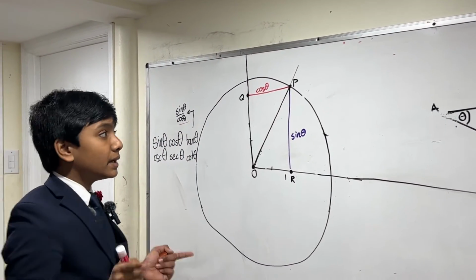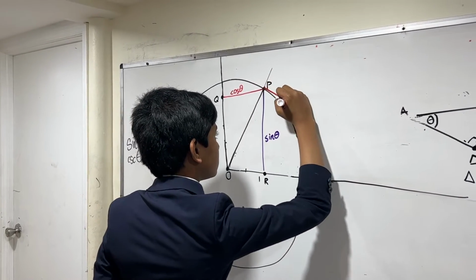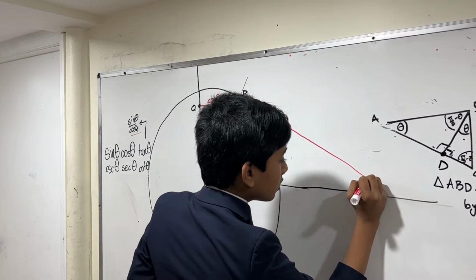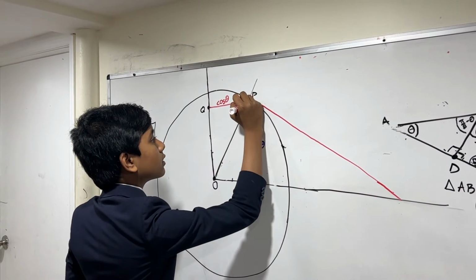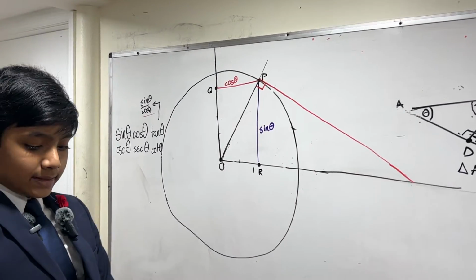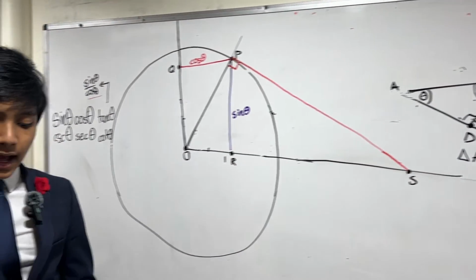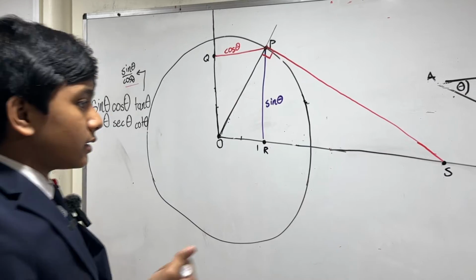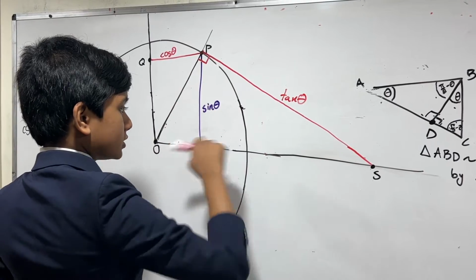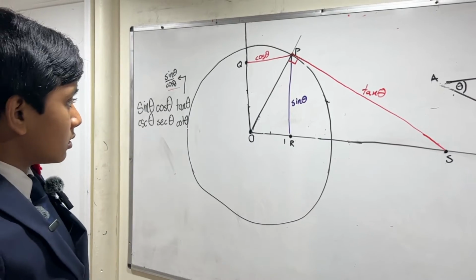And now we draw the big boy. Now we draw the tangent at P, which is going to be a little tricky, but we have more horizontal space than vertical. So we can do this one. So yeah, there we go. And let's say it lands at S. This is now tangent theta, and I've already proved that these two triangles are similar. I've probably also forgotten to denote this theta.